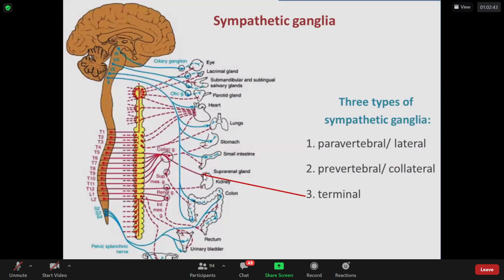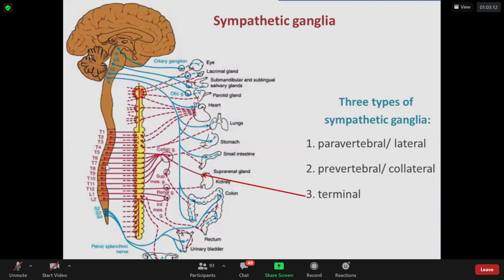So this is the fourth fate. The preganglionic fibers have four fates: 1, 2, 3, 4. First fate: they synapse in the same segment and postganglionic fibers come out. This is the first fate. Second fate: they don't synapse in the same segment. Instead, they go upwards or downwards and synapse there, and from there the postganglionic fiber starts. This is the second fate.